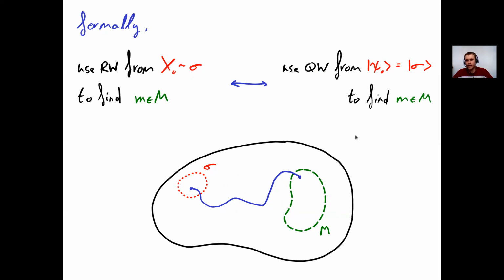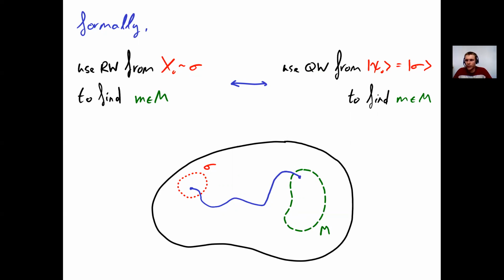Quantumly, we start from a quantum state psi 0, which you can think of as a quantum encoding of the distribution sigma. In some sense, if sigma is the uniform distribution over a subset, then psi 0 will be the uniform superposition over that subset. And starting from this state, we want to use a quantum walk to also find a marked element in the set M.